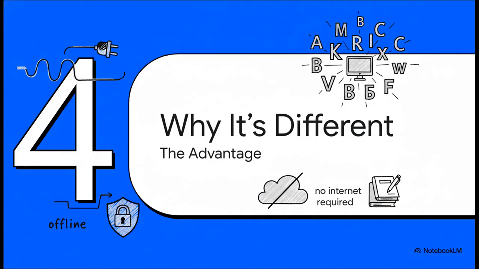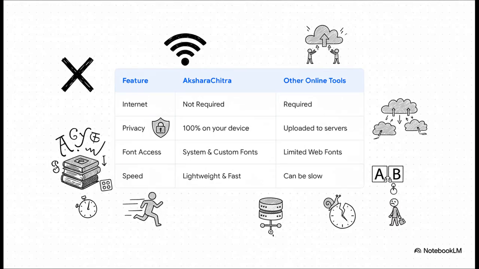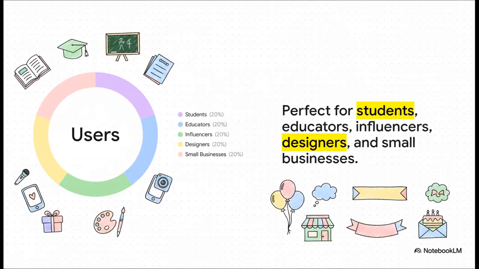Okay, so let's tie this all together. What is it that truly makes AksharaChitra different from everything else out there? Let's do a little side-by-side and look at the clear advantages it has over the usual online tools you might be using right now. Let's just put it head-to-head. Other online tools need internet. AksharaChitra? Nope, not required. They upload your personal data to their servers. With AksharaChitra, everything stays 100% on your device. And the big one, fonts. They give you a limited set of web fonts. Here, you get access to your entire system library and you can import your own. The bottom line is, you get a tool that's not just way more private, but it's also a lot lighter and faster.